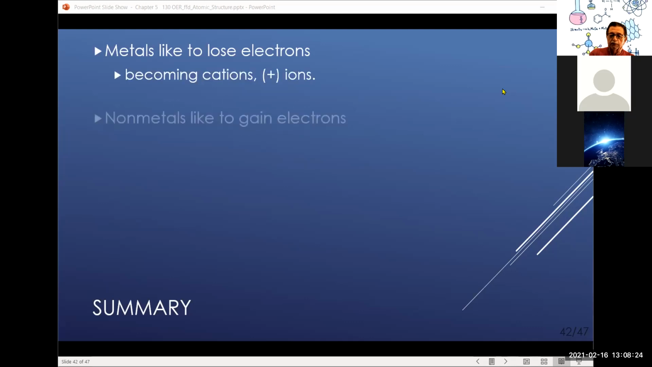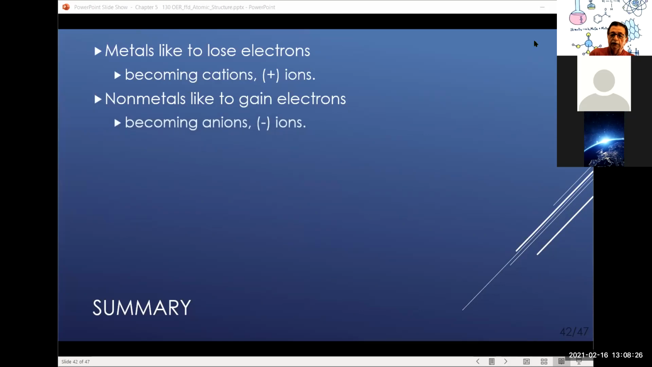As I stated, metals want to lose electrons and their new name is cations. So there's a difference here. Cations and anions. Those are the specific names for ions. So metals that lose electrons are called cations. Nonmetals that gain electrons are called anions.